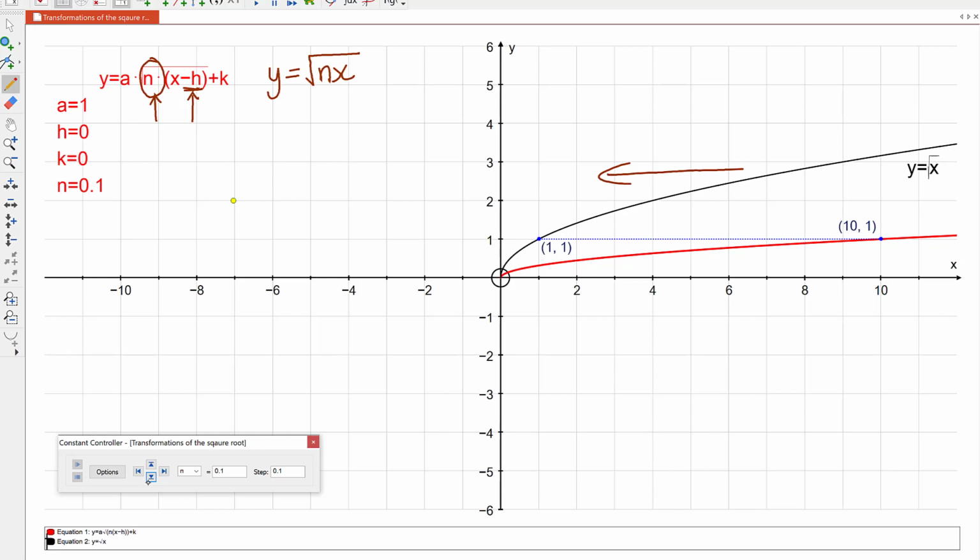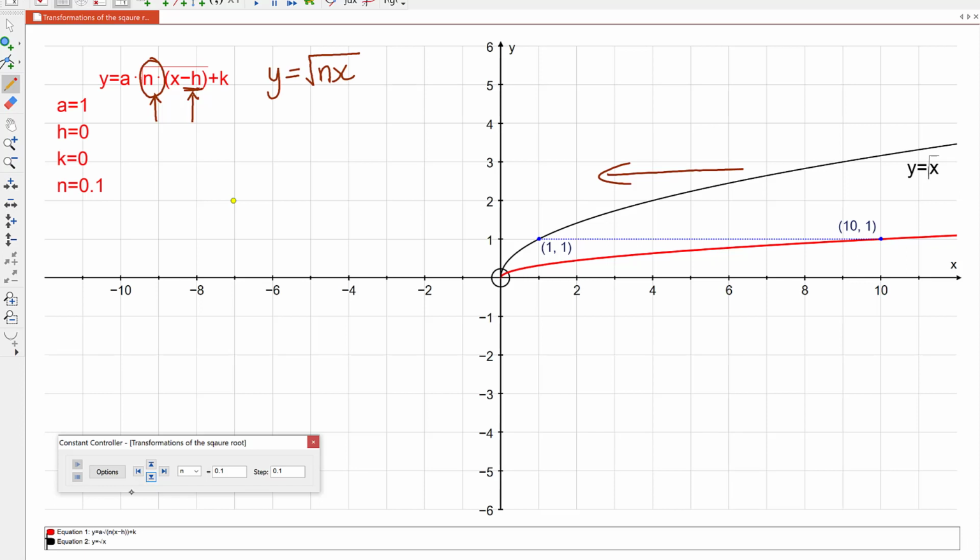When we have y equals the square root of nx, we are dilating from the y-axis by the reciprocal of n. Okay, remember reciprocal we've talked about before, negative reciprocal for gradients of perpendicular lines, it's when you flip the fraction upside down. So if n is 2, the reciprocal of 2 is 1/2. If n is 10, the reciprocal of 10 is 1/10. If n is 3/2, the reciprocal of that is 2/3.